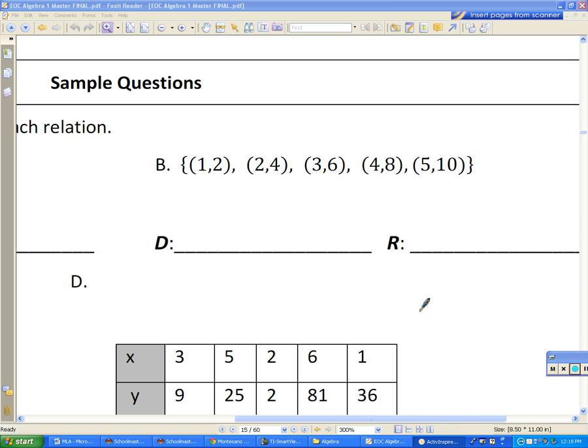How about the range? 2, 4, 6, 8, 10. And luckily that already is in order. Okay? So do you remember that? Domain is the x's, range is the y's. No big deal. Anybody want to panic about that?